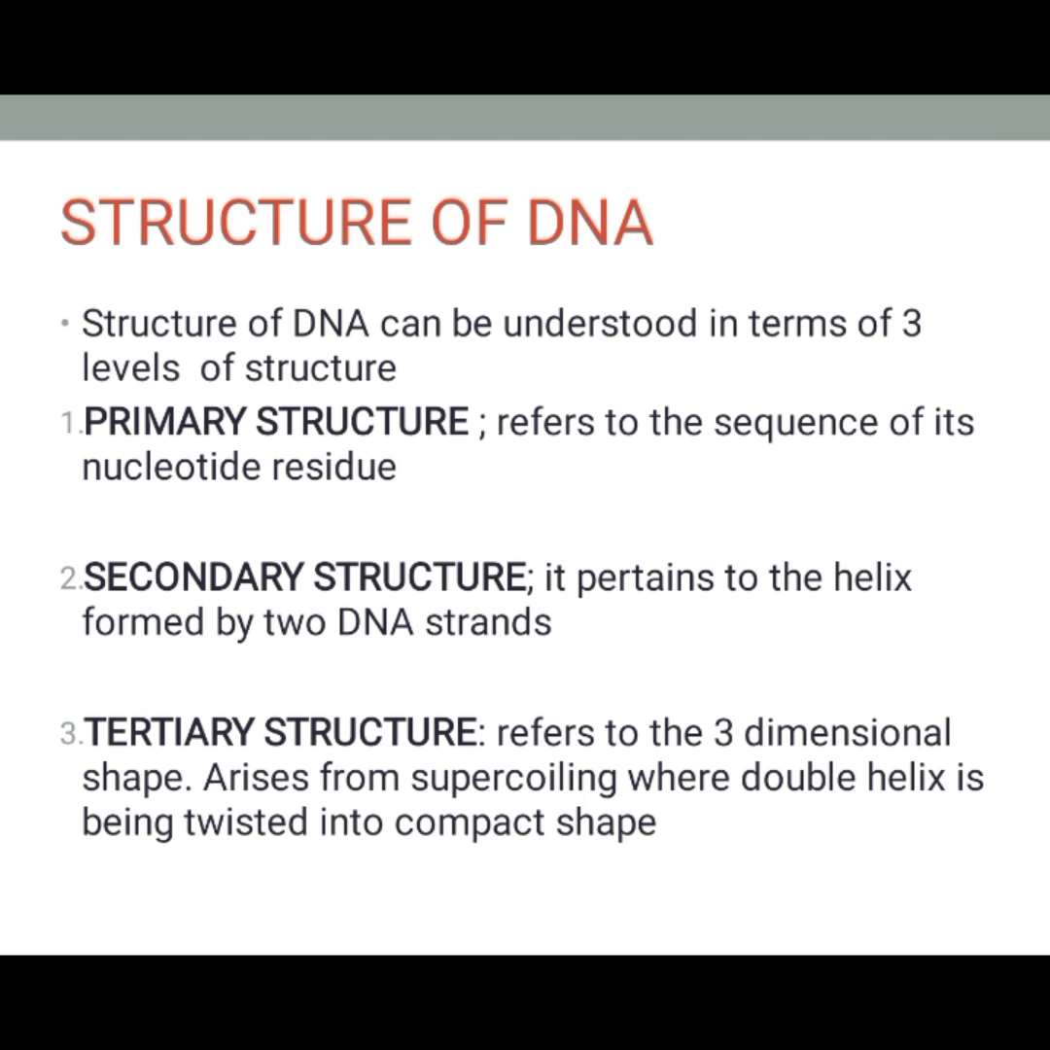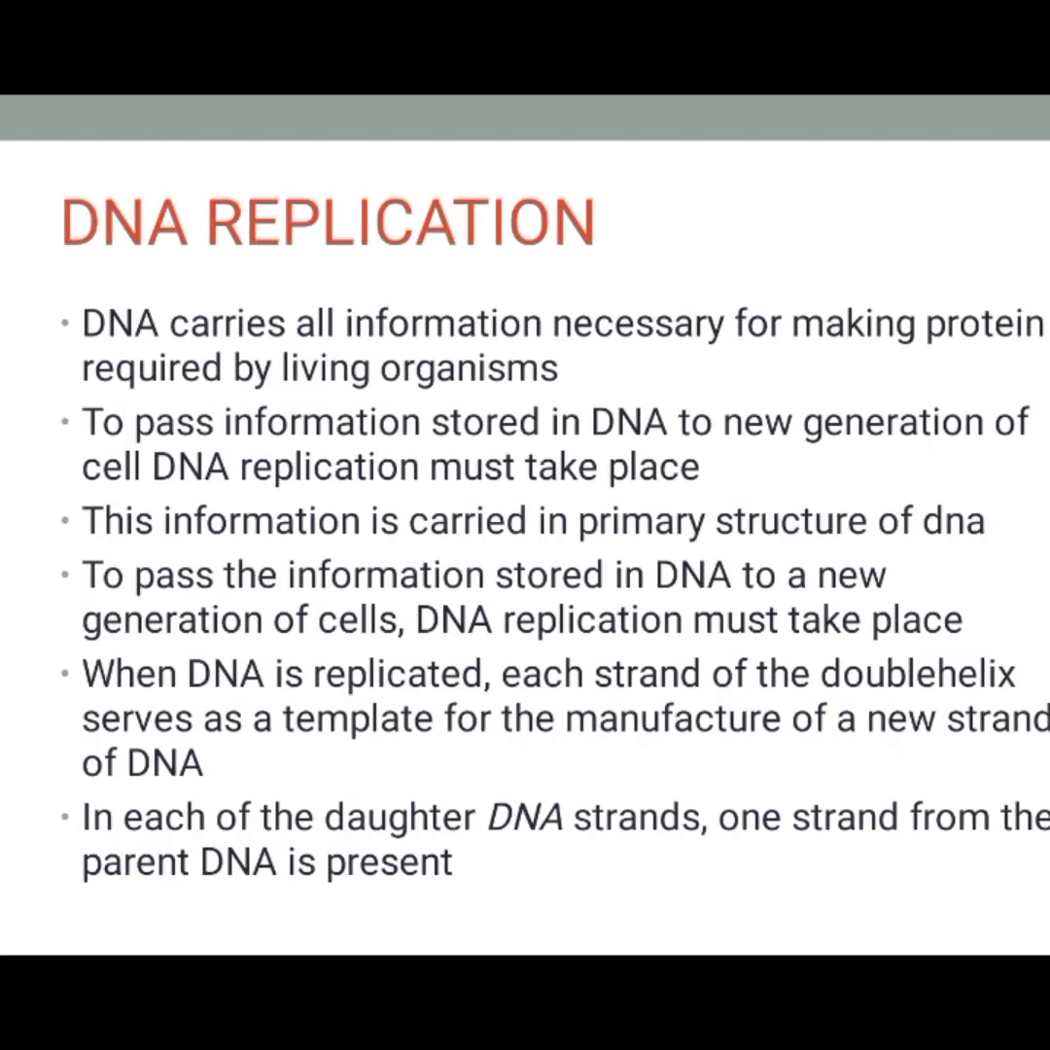Primary structure, secondary structure and tertiary structure. Primary structure is made up of nucleotide residues. Secondary pertains to the helix form of DNA strands. Tertiary refers to the 3-dimensional shape, showing the Swiss spread and comet shape. And DNA replication is a main property of DNA.